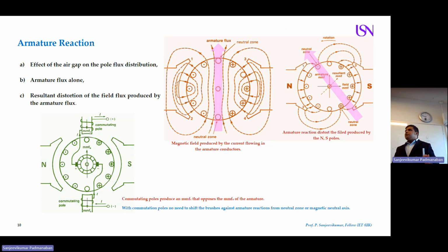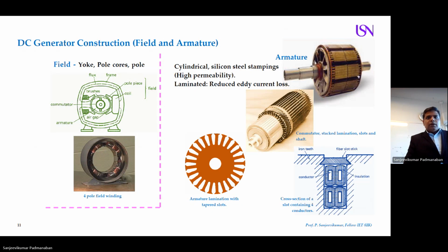And all your brushes will get damaged very easily because they are carbon material. So all these have to be considered. You have to be very careful. That is armature reaction. Can I go to the next one? The simplest way I explained to you, very, very simple. Now let us see the construction of your DC generator.